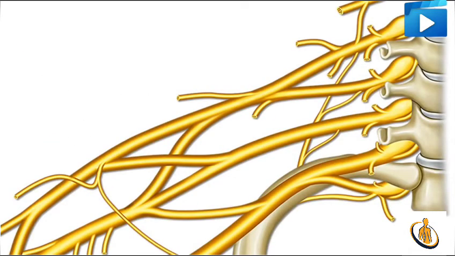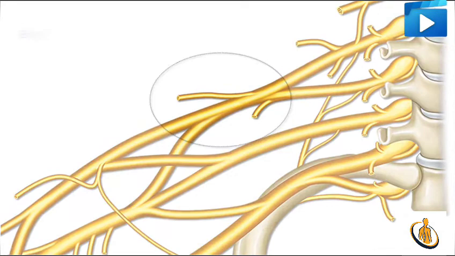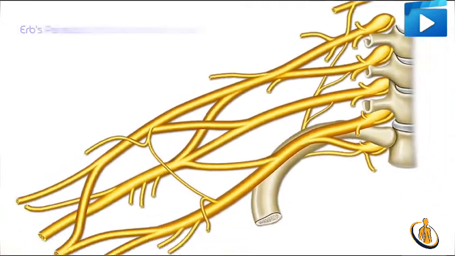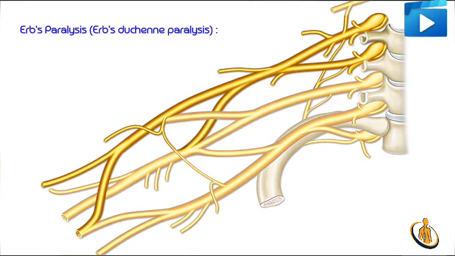First, let us talk about what Erb's point is. It is the site at the upper trunk of the brachial plexus, approximately located 2 to 3 centimeters superior to the clavicle, where the 6 nerves meet at this point. And injury at this site causes Erb's paralysis. And what is Erb's paralysis?